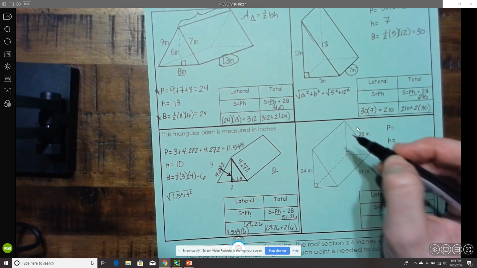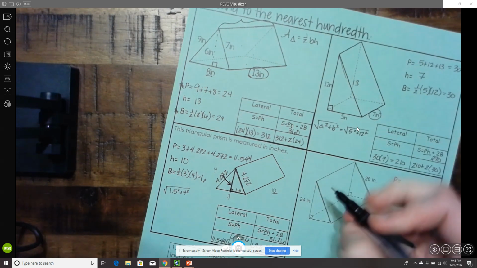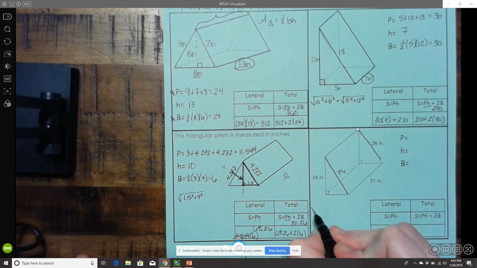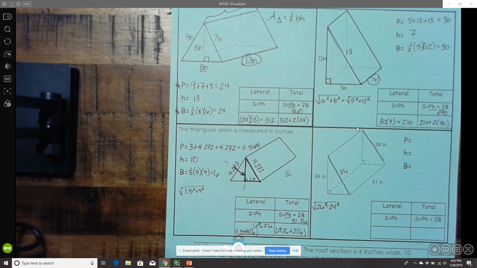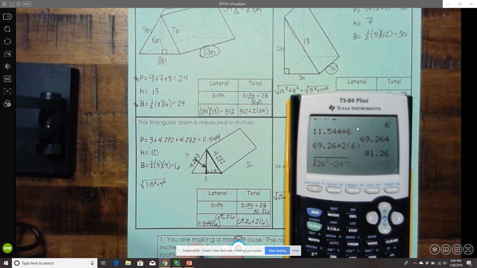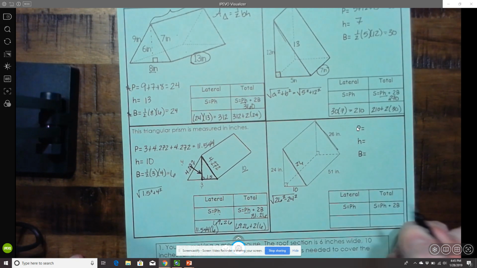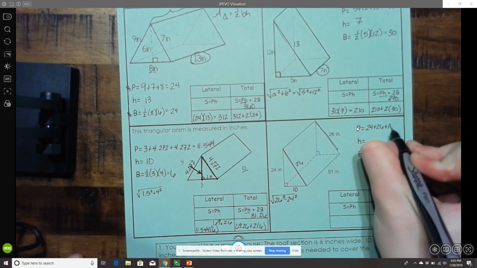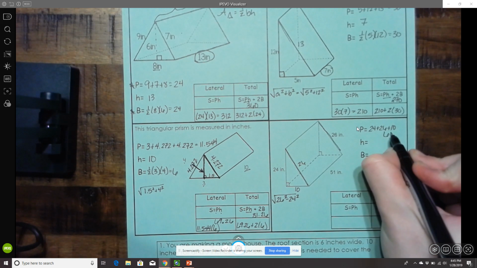All right, in this one, they're giving me this length here, which would be the same as this length here. So I can use Pythagorean theorem, but they've given me the hypotenuse this time. So I've got to use this formula to find that missing side length. And I get 10. So this right here would be 10. So my perimeter would be 24 plus 26 plus 10. And that gives me 60.